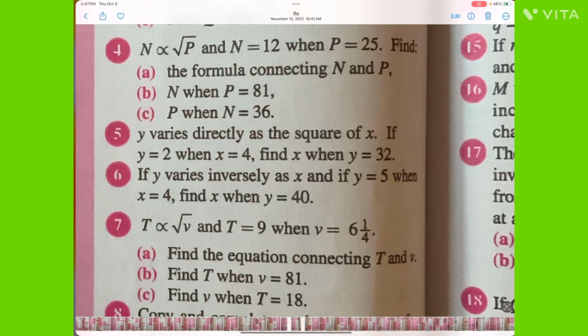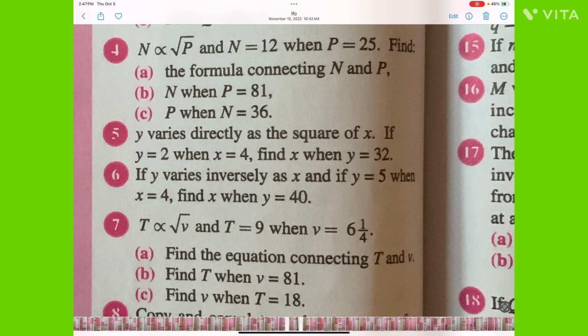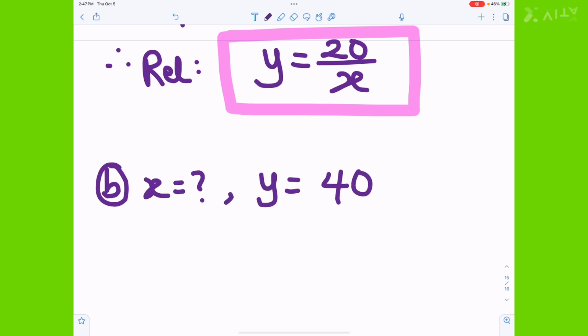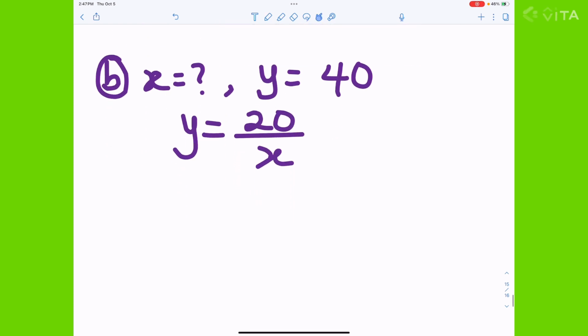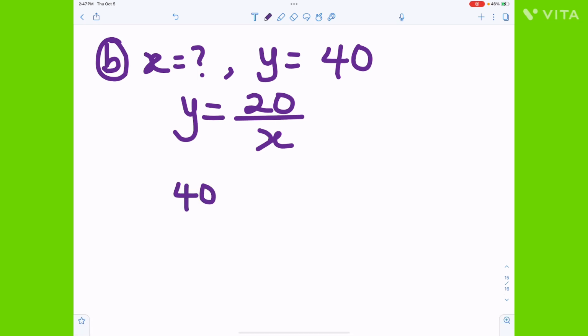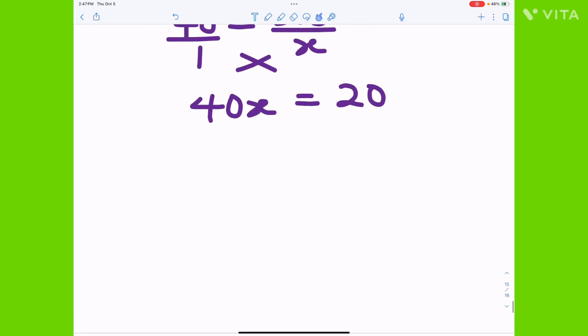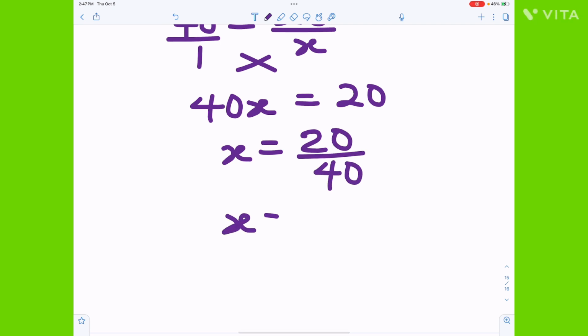The second part of the question says find x when y is 40. Let's make that part B. First thing to write down is your relationship: y is 20 over x. You are looking for x when y is 40, so 40 is 20 over x. Let's make 40 into 40 over 1 and cross multiply. So 40x is equal to 20. x is equal to 20 over 40, which is 1 over 2. Is that clear?